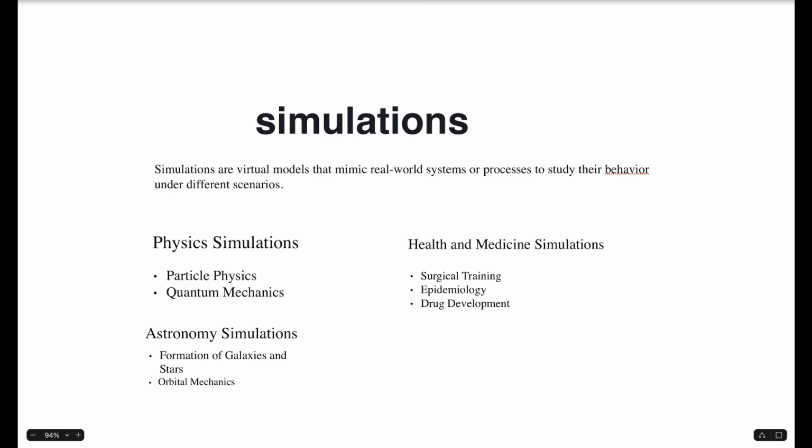When they appear in these places, they offer insights into complex systems, so they improve understanding and allow experimentation without physical risks. For example, a physical simulation replicates a physical phenomenon and helps scientists or engineers explore and understand the concepts and test theories. Examples are particle physics and quantum mechanics.